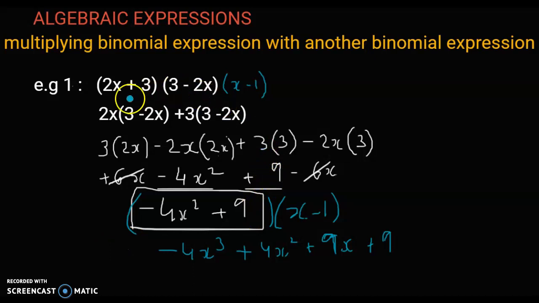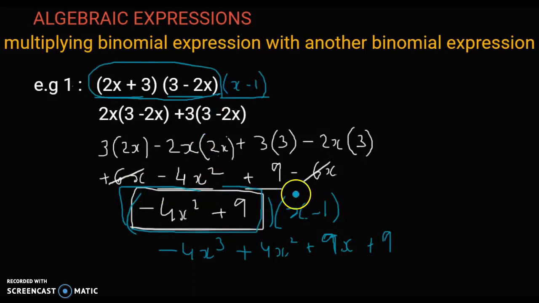Okay, now suppose we have three binomials: 2x plus 3 multiplied by 3 minus 2x multiplied by x minus 1. So what we do is first we multiply these two. The answer we have already got is minus 4x square plus 9. And then we multiply this by the third one, x minus 1. And the answer will be minus 4x cubed plus 4x square plus 9x minus 9, which we can write after simplifying as 4x square plus 13x plus 9.